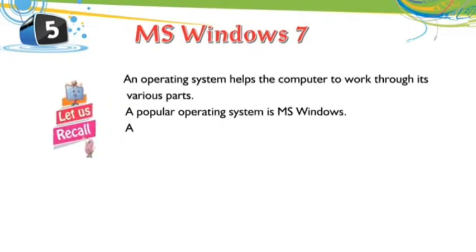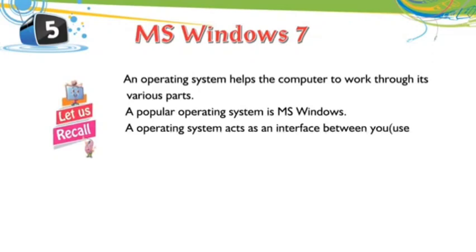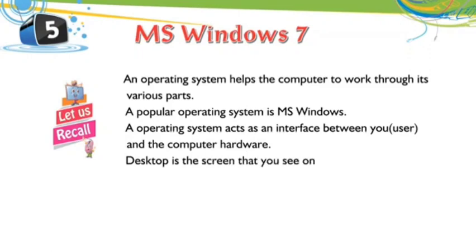Let us recall. An operating system helps the computer to work through its various parts. A popular operating system is MS Windows. An operating system acts as an interface between you, the user, and the computer hardware. Desktop is the screen that you see on the monitor after booting the computer.